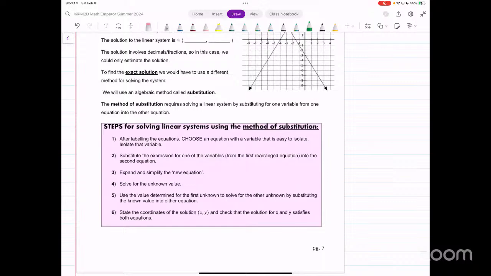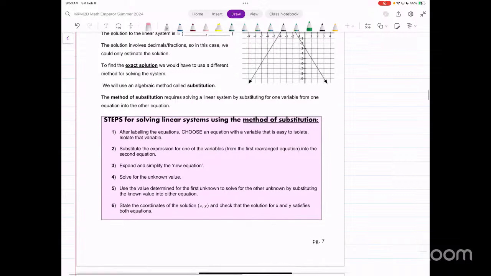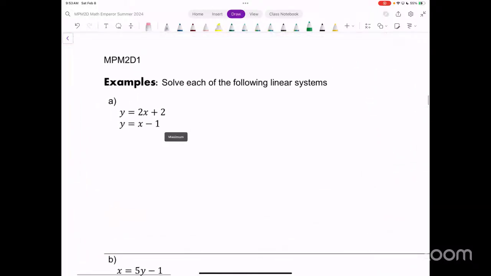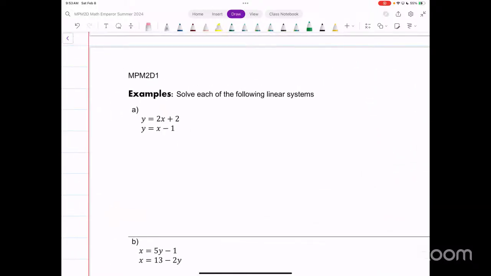Looks like a priest is preaching. So I'm going to show you exactly what to do. When you get a system of linear equations, first step, we're going to label them equation number 1 and 2.